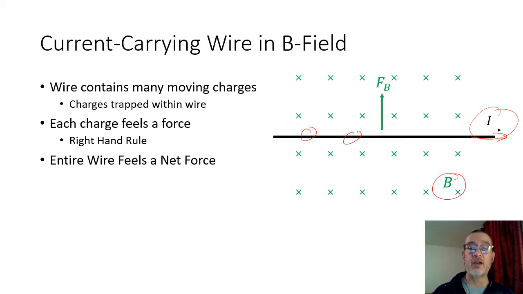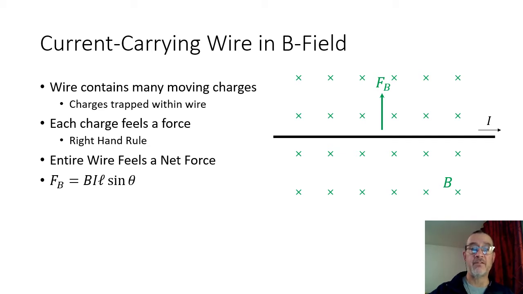So again, the right-hand rule is still going to apply, where we can apply it to the entire wire as a whole, as opposed to just individual charges. So the entire wire will feel a net force, and if you apply the right-hand rule and you line your index finger up with the current pointing to the right, and you have the magnetic field pointing into the page, then your thumb is going to be pointing in the upwards direction. So this is index finger for current to the right, the middle finger magnetic field pointing into the page would give you a force in the upwards direction. So the right-hand rule still applies.